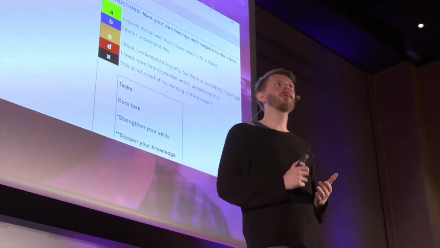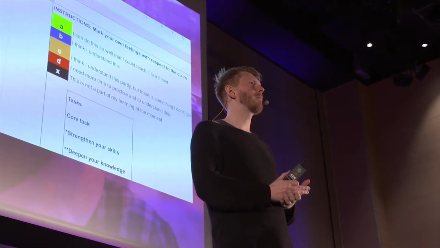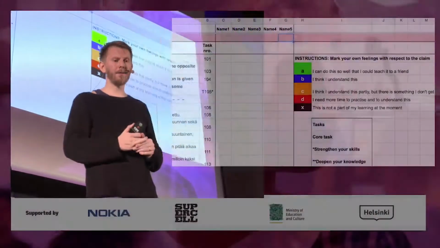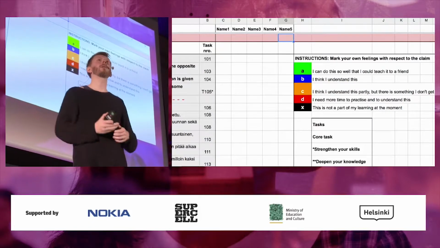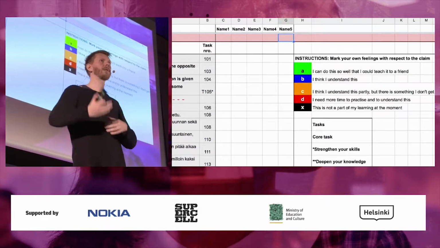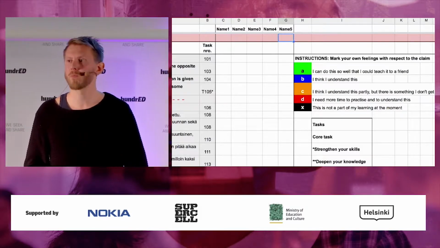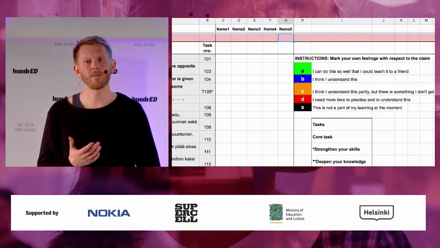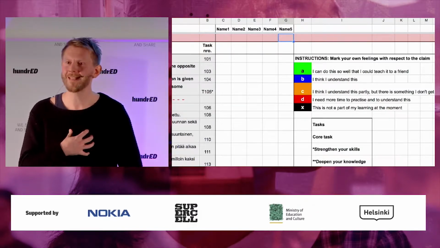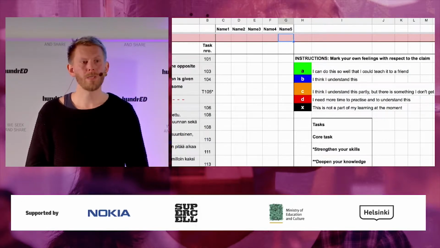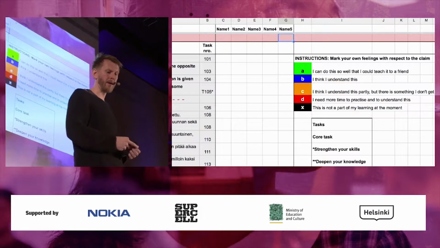The feeling is the key. So I ask them to self-evaluate with 5 different colors. For example, the green one means I think I can do this so well that I could teach it to my friend. I have a feeling that I could teach this to my friend. The blue one means that I think I understand this. The orange one means I feel there is something that I understand, but I have a feeling in my gut that I don't understand it completely. The red one means I need a lot more time.